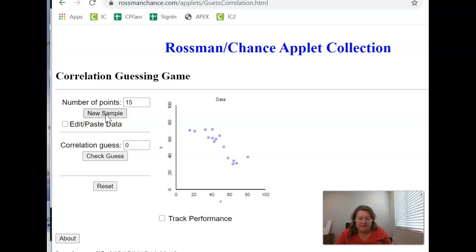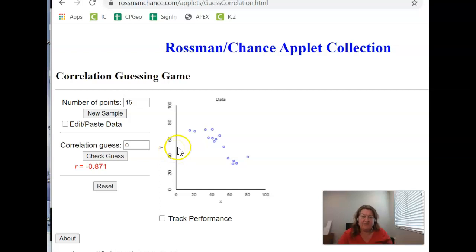New sample. Okay, what do you think about this one? Do you think this is going to be positive or negative? Negative, right? Because it's going downhill. All right, if you had to put a number on it, do you think this is closer to a -1 or closer to a 0? This one is a negative 0.87.